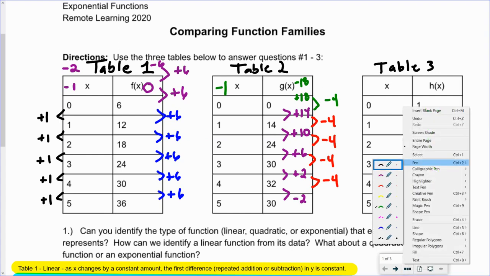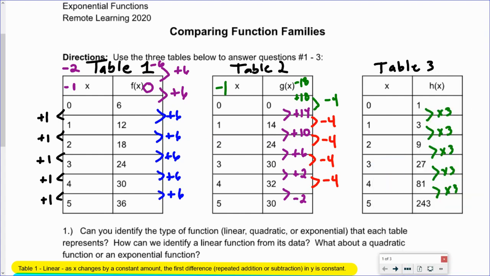And then finally, the last one, again, if I wanted to find the output that corresponded to an input of -1 in this table, what I'd have to do is find a number that when multiplied times 3 gives me 1. That would be 1/3. Okay, so that should help you out answering problem number 2.